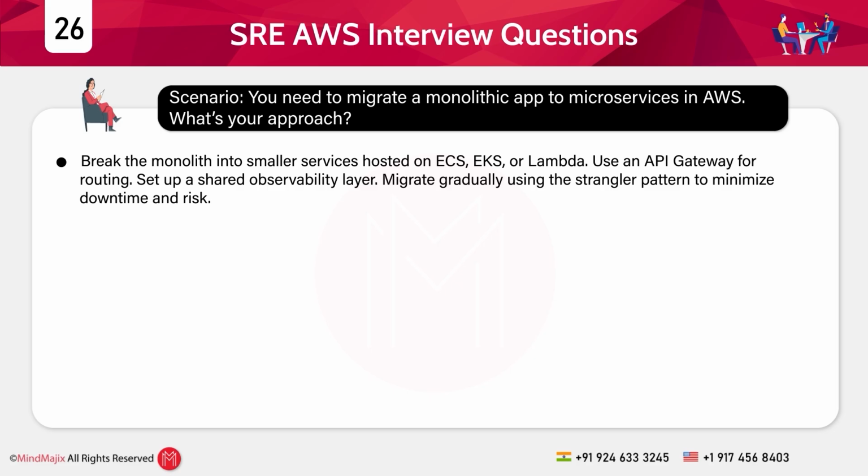Apart from that, you can also implement CI/CD pipelines with CodePipeline or GitHub Actions for automated deployments of new services. Finally, I would run performance and integration tests at each migration step to ensure stability and maintain user confidence throughout the transition.